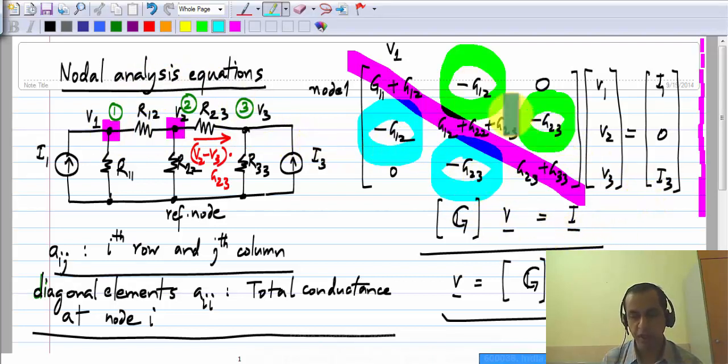Now it's also obvious why it is symmetric, because this is element A12, which should have negative of conductance between nodes 1 and 2, and this is element A21, which should have the negative of conductance between node 2 and 1, which is exactly the same as the conductance between nodes 1 and 2. Okay, so the matrix is symmetric as well.